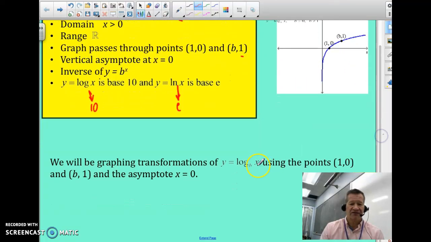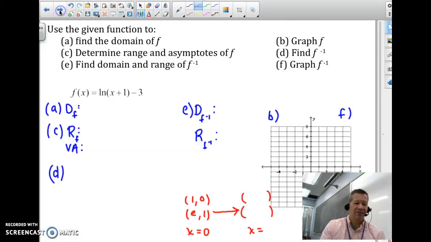We are going to graph transformations of log base b of x using the points (1, 0), (b, 1), and x equals 0. So I've set this up. Let's start here. We are going to find the domain of f and then graph it. We're going to determine range and asymptotes of the function. Then we're going to find its inverse and find its domain and range and graph that. So a lot of stuff.